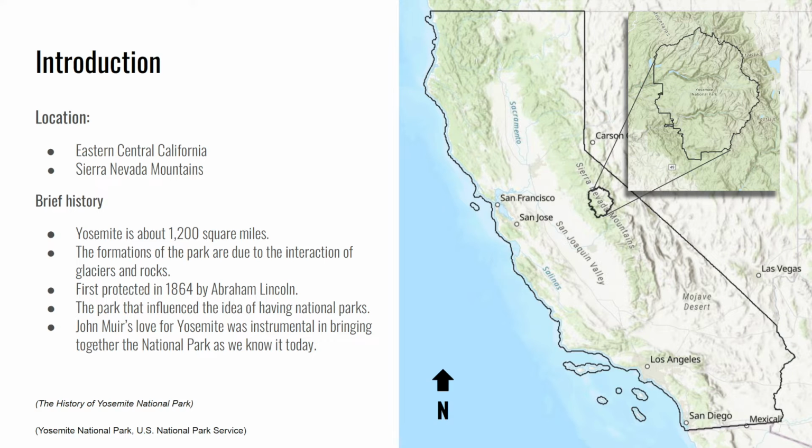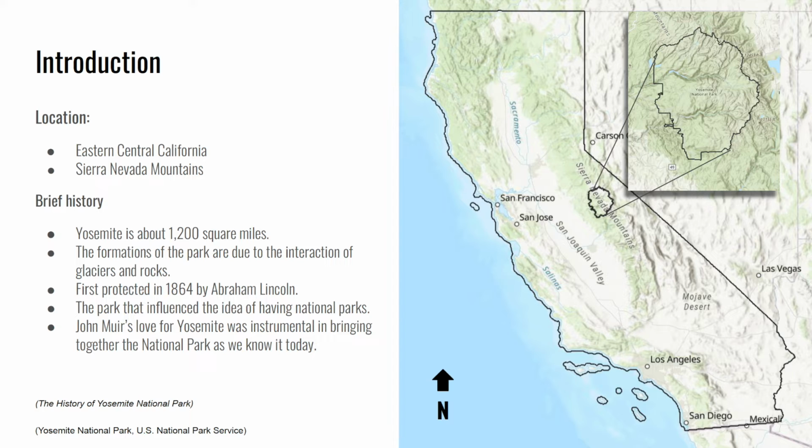So to get you oriented, Yosemite is located in eastern central California in the Sierra Nevada mountains. The park is about 1,200 square miles. The formations of the park are caused by the interaction between glaciers and rocks. Yosemite was first protected in 1864 by Abraham Lincoln.